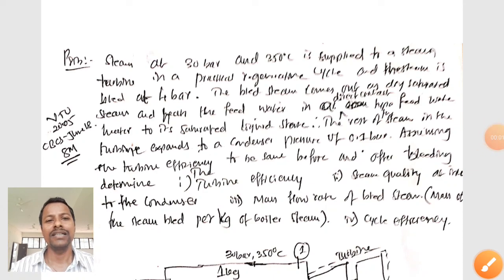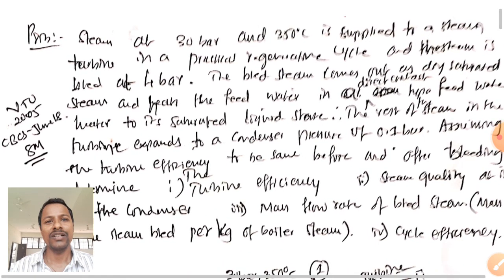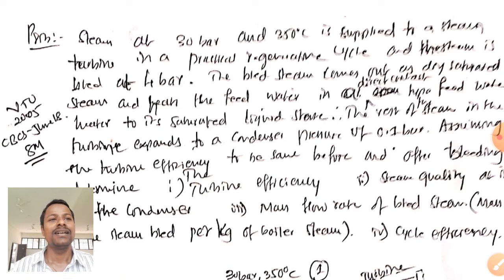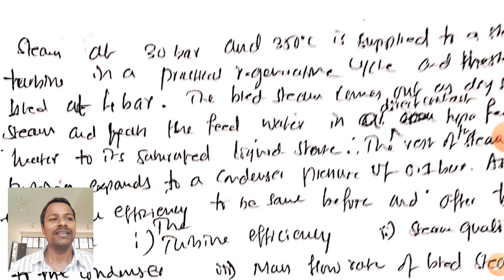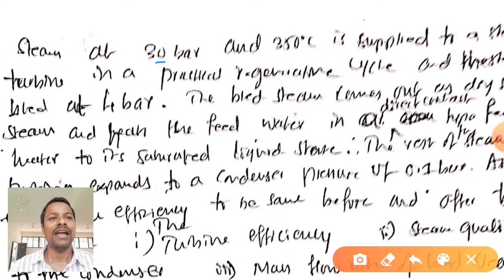Hi, let's discuss one more variety on regenerative Rankine cycle on the numericals. So, let me read the problem statement. It is a VTU question paper problem on regenerative Rankine cycle. Here we have the steam at 30 bar and 350 degree Celsius.